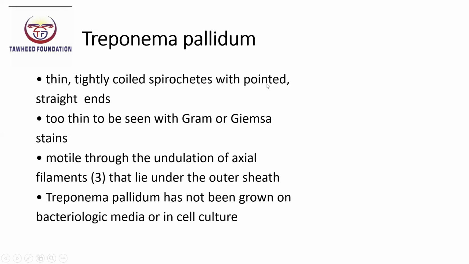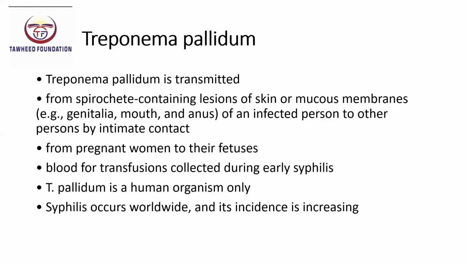Treponema pallidum is a thin, tightly coiled spirochete with pointed, straight ends. It is too thin to be seen with Gram or Giemsa stain. Its motility is through undulation of axial filaments that lie under the outer shell. Treponema pallidum has not been grown on bacteriologic media or in any cell culture medium. So, how is it transmitted?